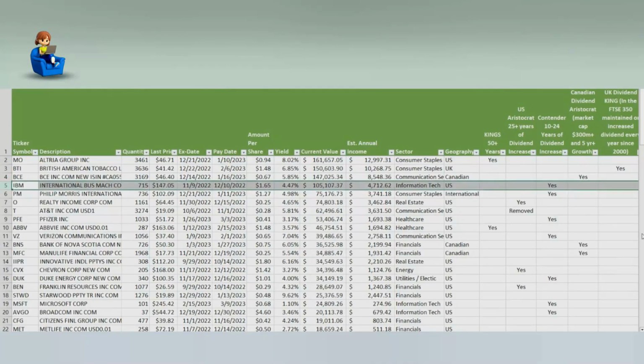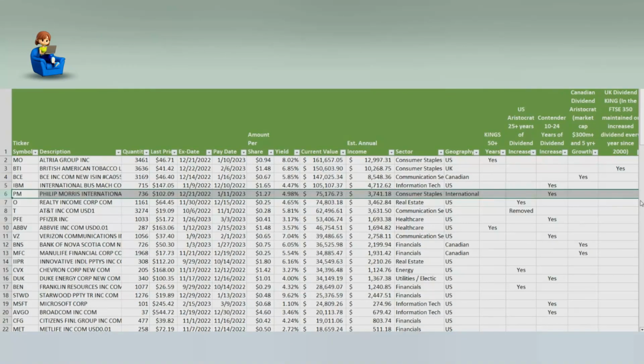Fantastic. My next position is IBM. They have been on an amazing run this year with a turnaround that I talked about way earlier in the year. I've got 715 shares, which at an almost 4.5% yield gives me just over $100,000 and generates $4,712 a year. And of course, IBM is a dividend contender.